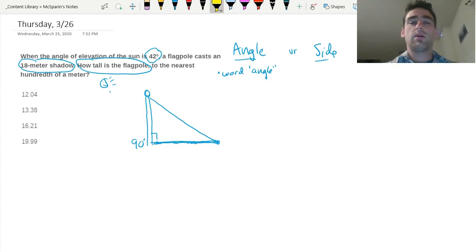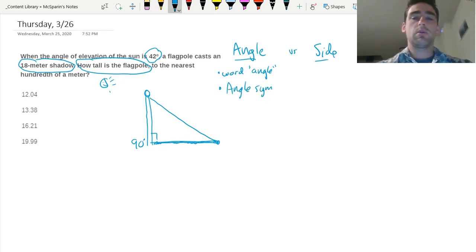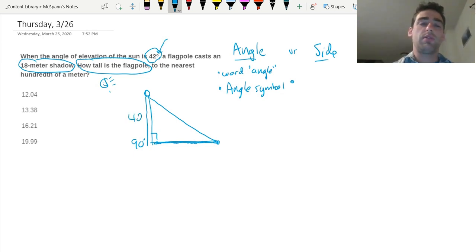The other tip that we need to notice is the angle symbol, which is that little thing there. So I can actually see that symbol right there. So I know right now that 42 degrees has to be an angle. I know there were some of you guys that were confused because I saw 42 written there, but 42 has to be an angle. So it's got to go on the inside, okay?